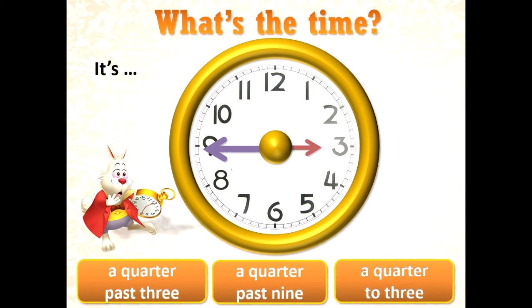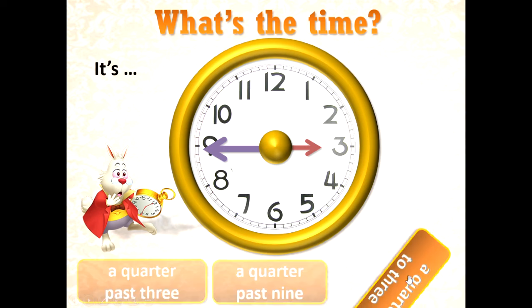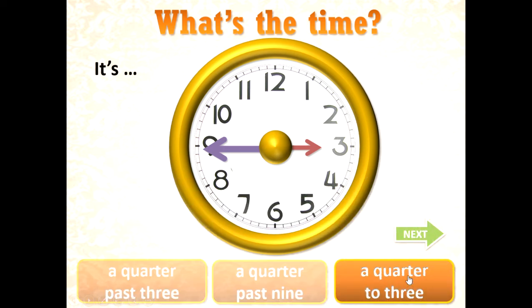What about this one? What's the time? Okay, the shorthand strikes 3 and the longhand strikes 9. So, how many minutes left before 3 o'clock? Okay, 15 minutes or a quarter to. So you can say, what's the time? A quarter to 3.